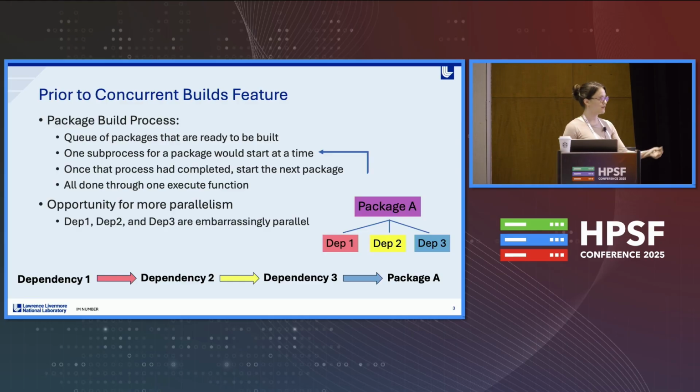As you can see, with dependencies 1, 2, and 3, there was opportunity for more parallelism, and they're embarrassingly parallel. They could be running at the same time without any issues or conflicts with anything else. The bottom diagram shows what it was like before.